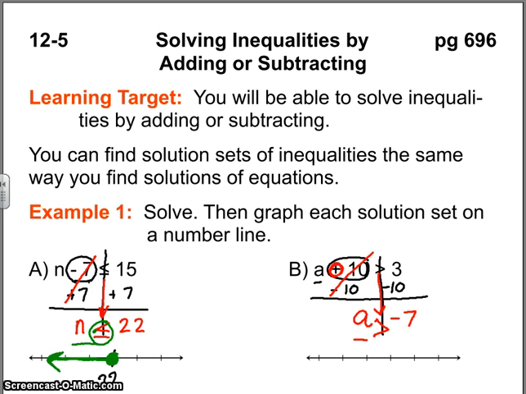I'm going to graph negative 7 on my number line. Again, a is greater. Oh, sorry, backtrack. I have no half equal sign there, so negative 7 is not an answer to the solution set. So it's an open circle, and a is greater than, greater goes to the right. Don't forget your arrows.